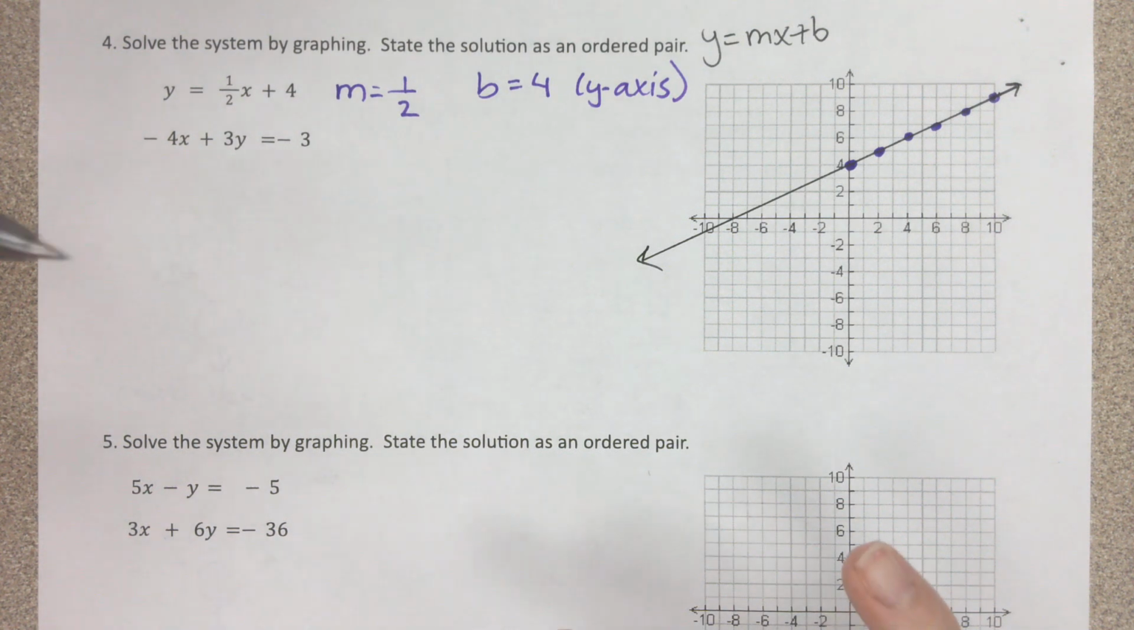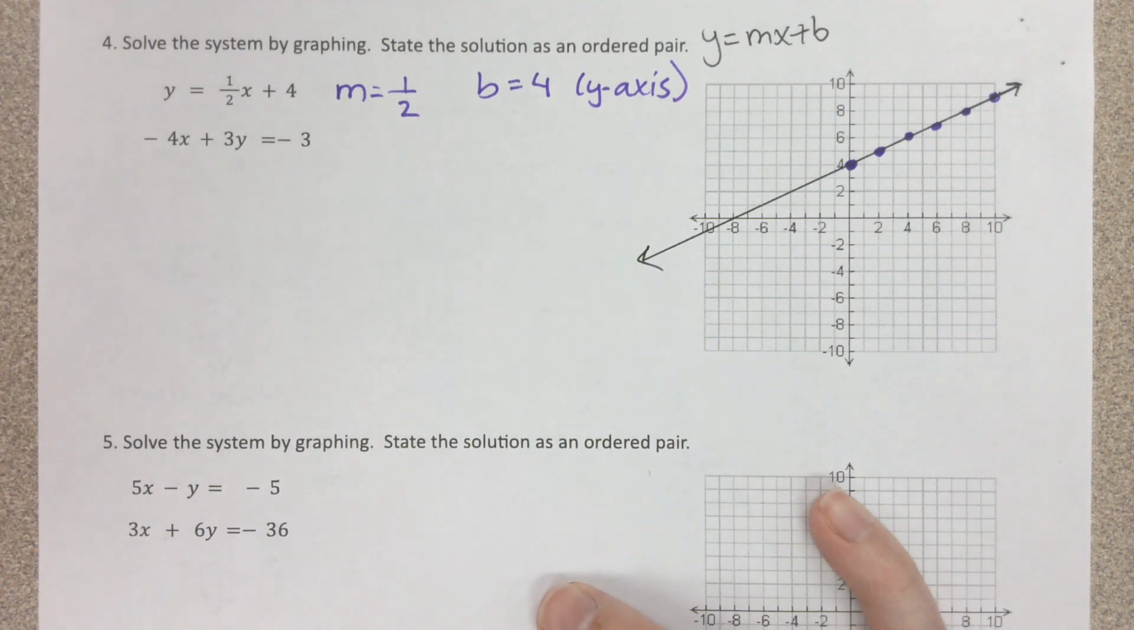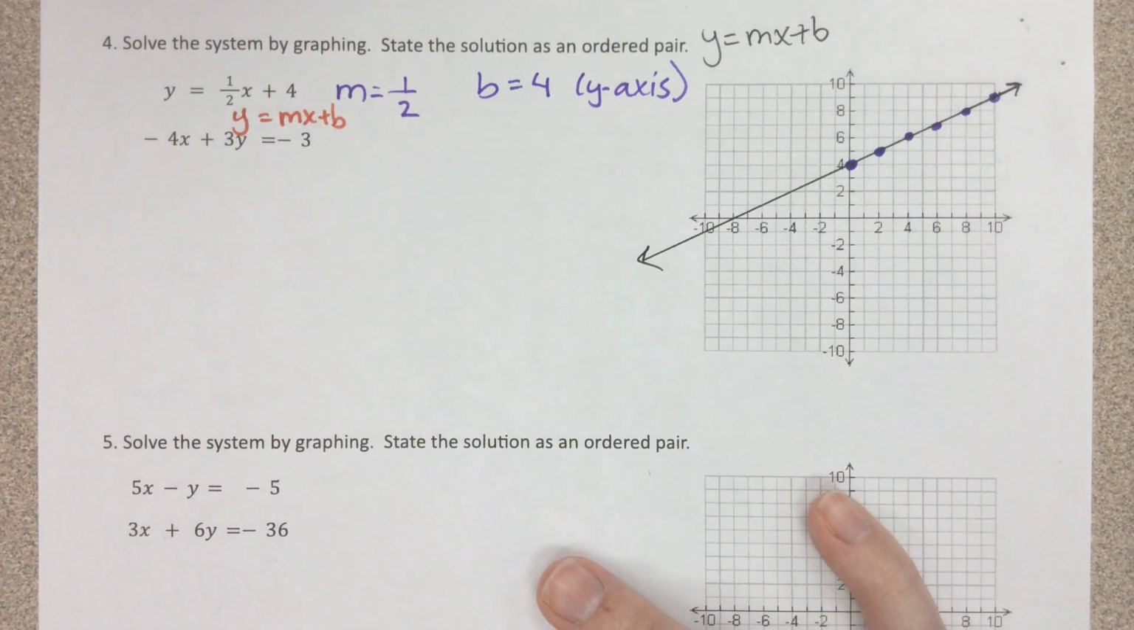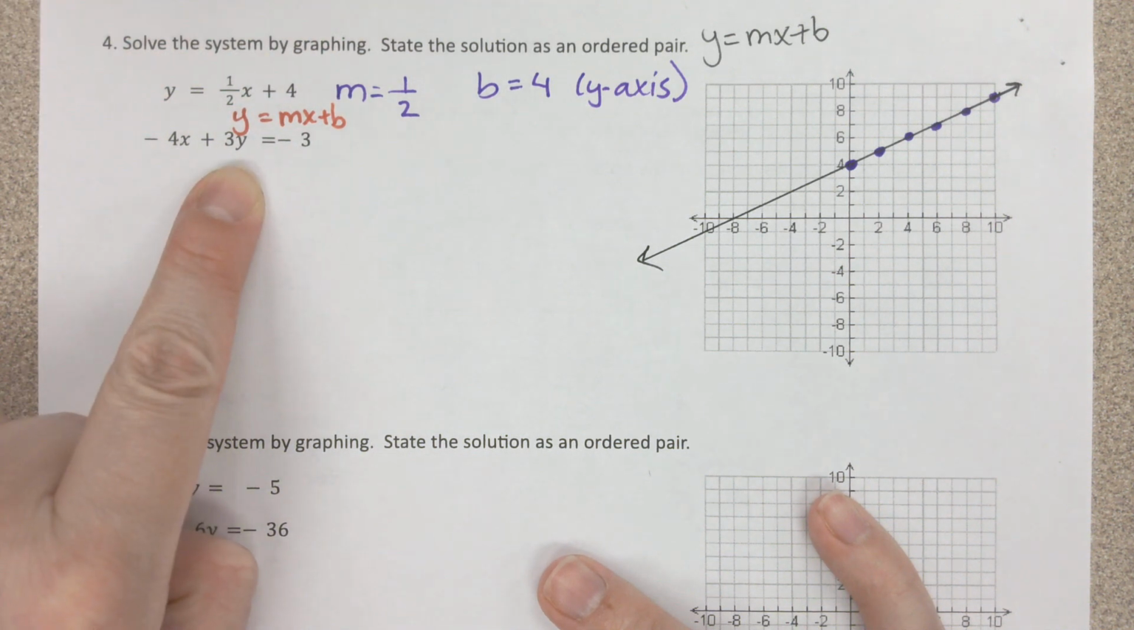So like I said, this is not in y equals mx plus b form, so I'm not ready yet. I like to write this above just as a reminder of what I want my equation to look like before I identify m and b. So the goal is to get the y by itself.